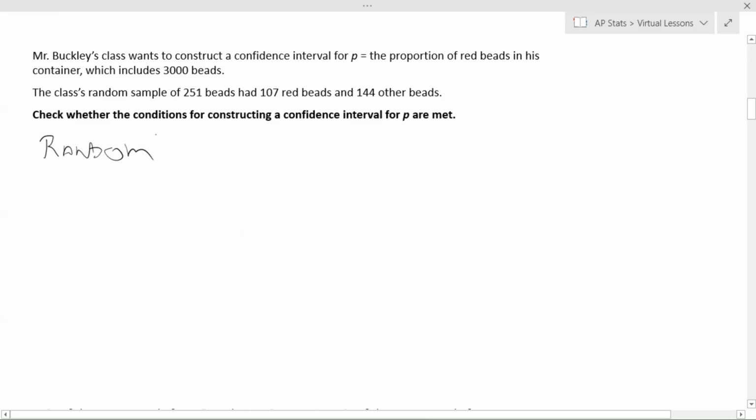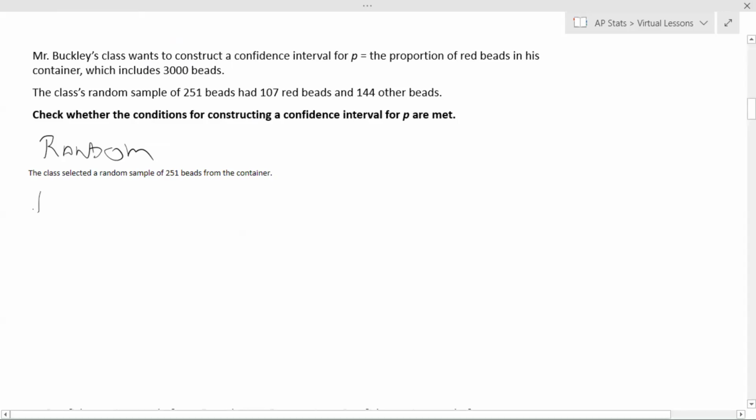And what I see students do a lot is they will write the condition down, random, and then just put a check mark next to it. You can't do that. You have to actually write a sentence that says the class selected a random sample of 251 beads from the container. Okay, you need to specifically state that.